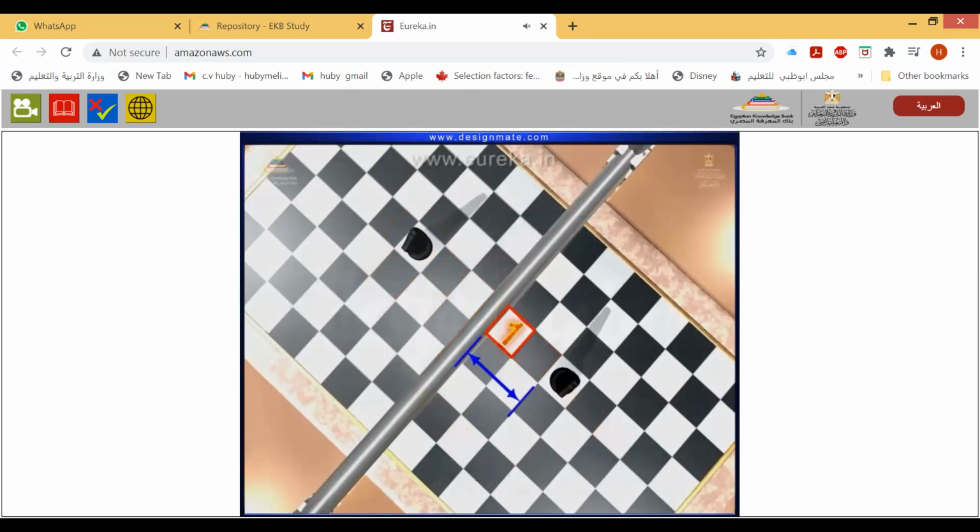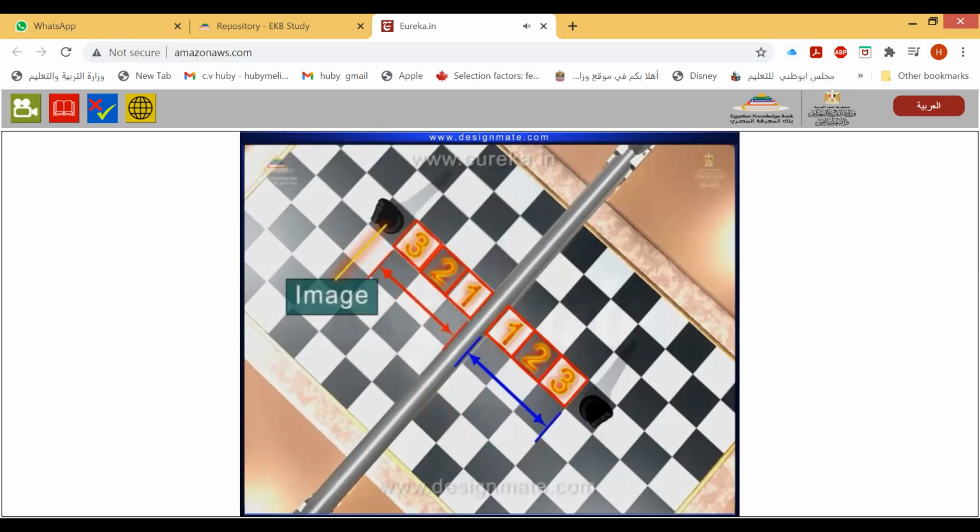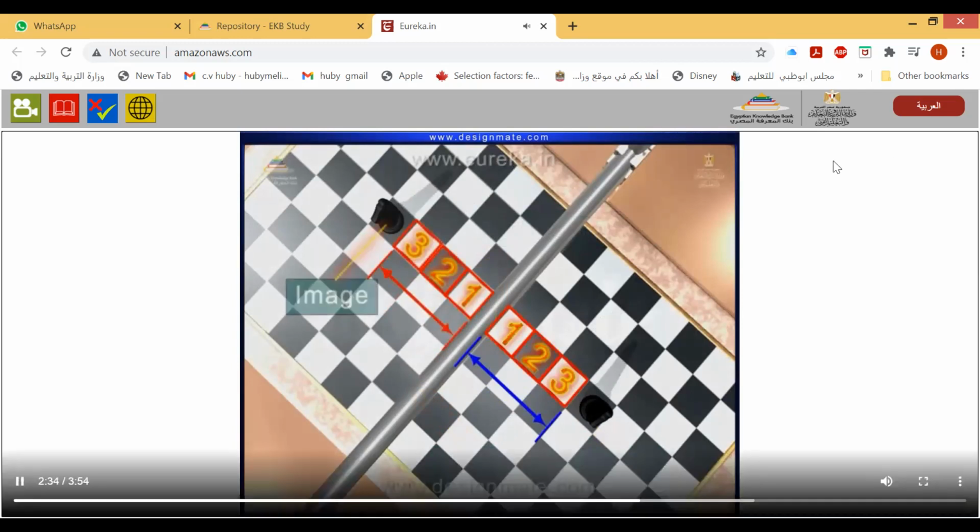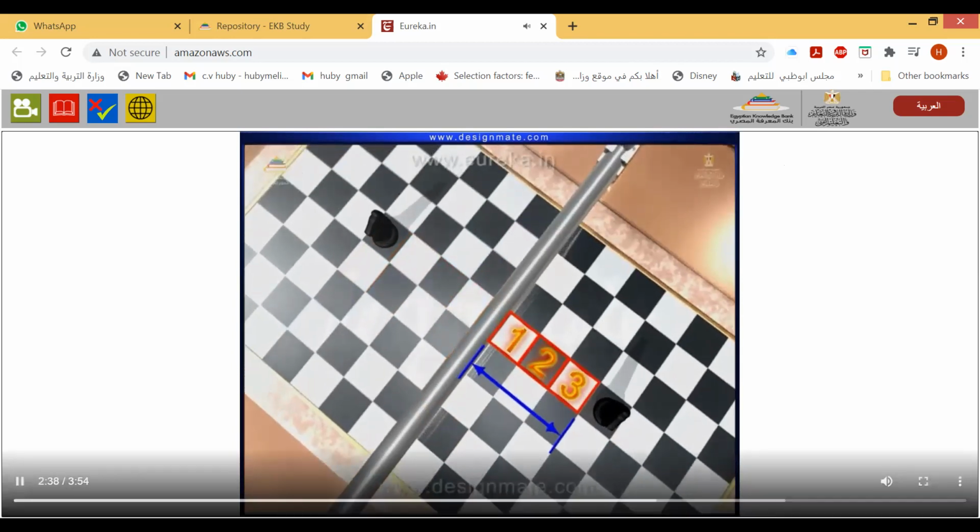Place the object at different distances from the mirror and note the distance of image formation in the mirror. You can see that the image formed is always at the same distance behind the mirror as the object in front of it.